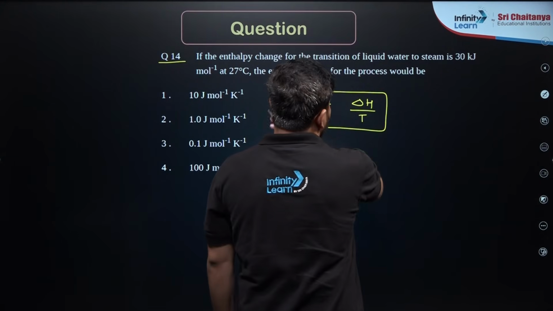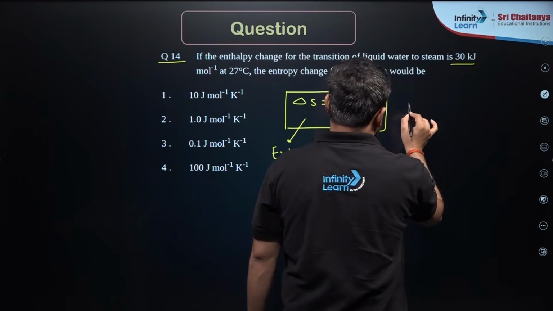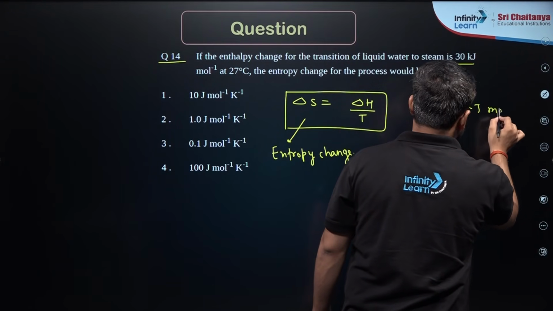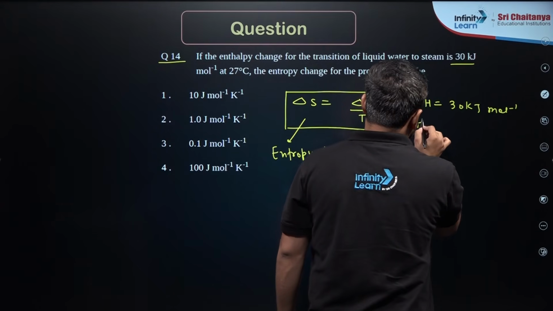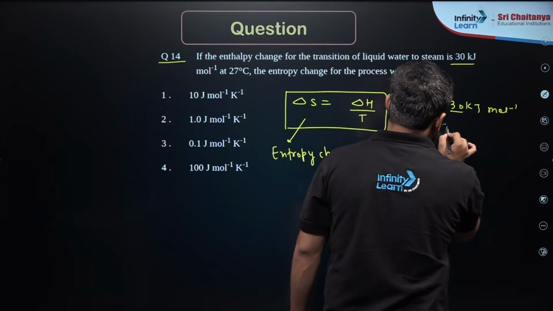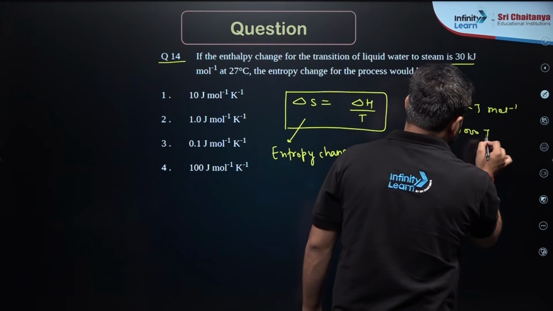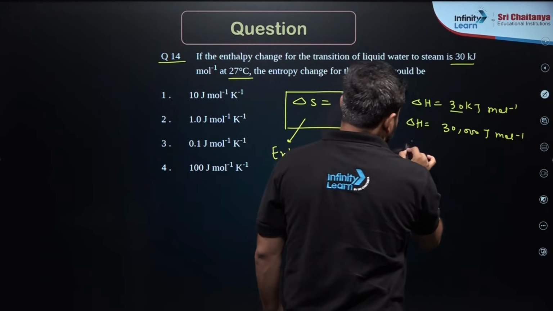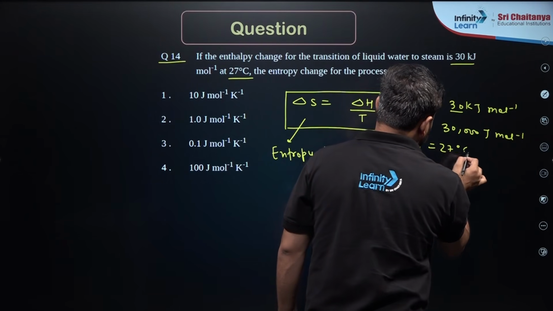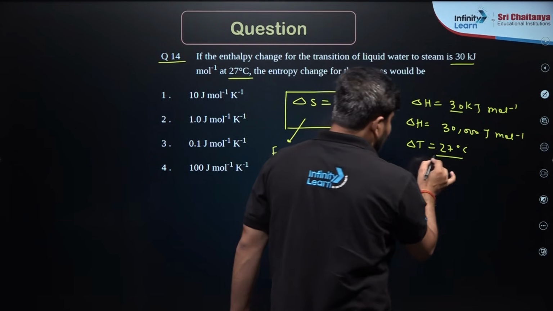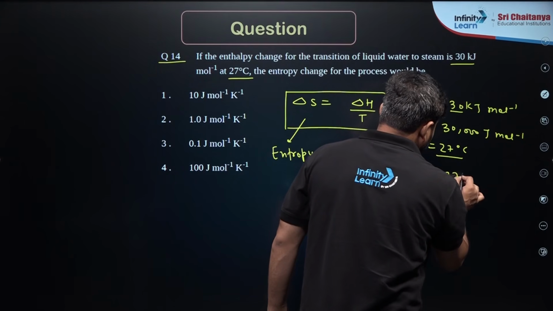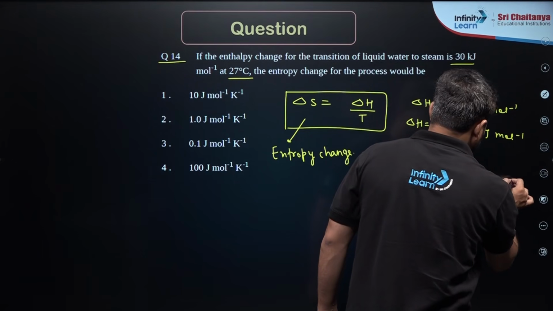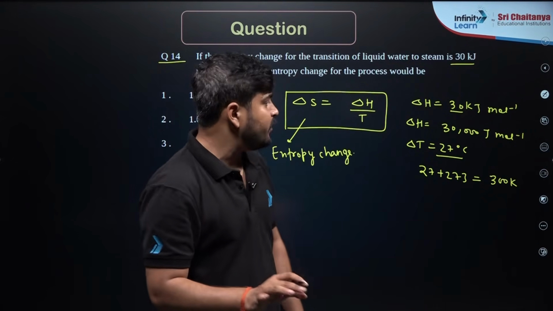Here, how much is delta H given in the question? It is given as 30 kilojoule per mole. Now we are going to convert this 30 kilojoule into joule, so this is 30,000 joule per mole. Now the temperature is given as 27 degrees Celsius, and we need to convert this into Kelvin. So 27 plus 273 comes to 300 Kelvin.